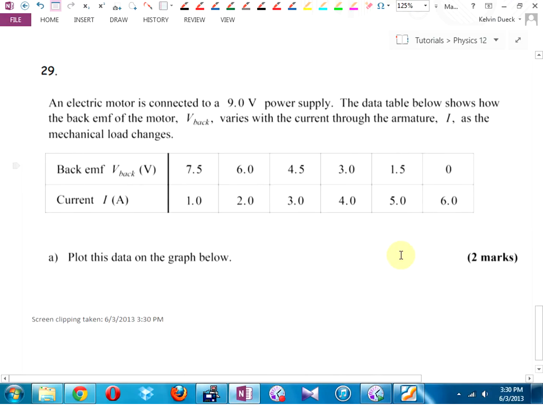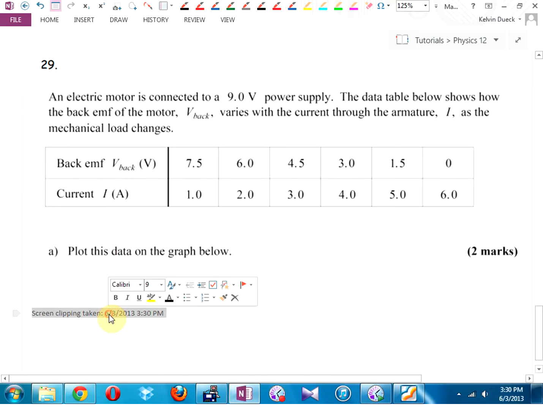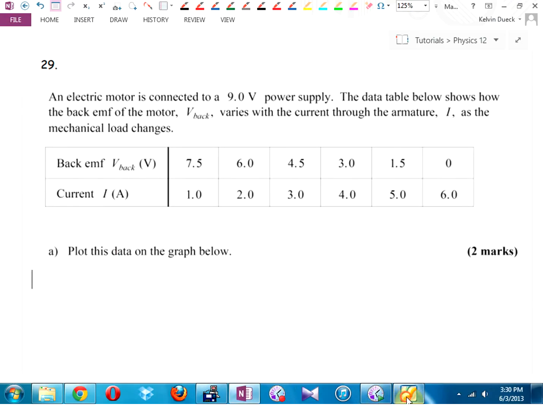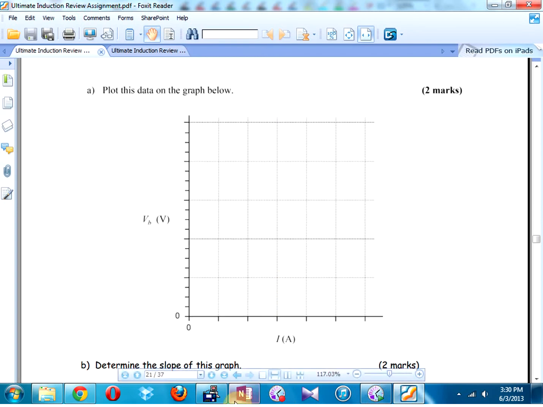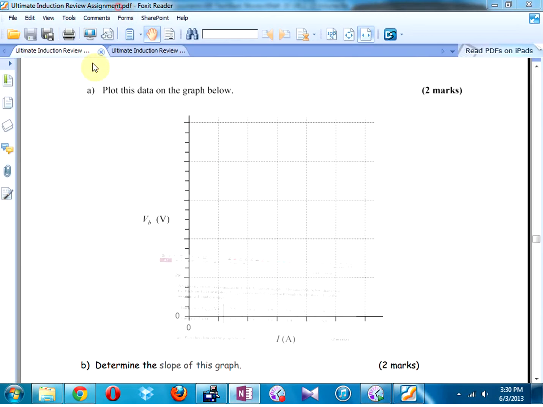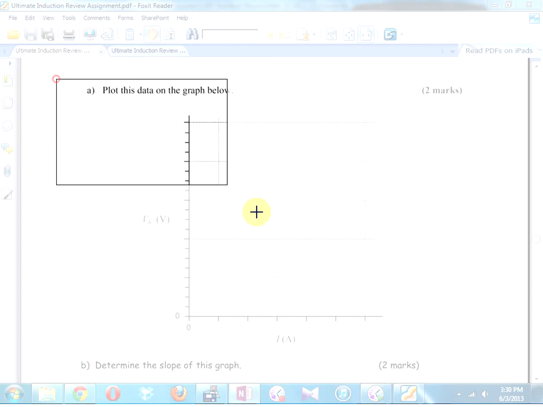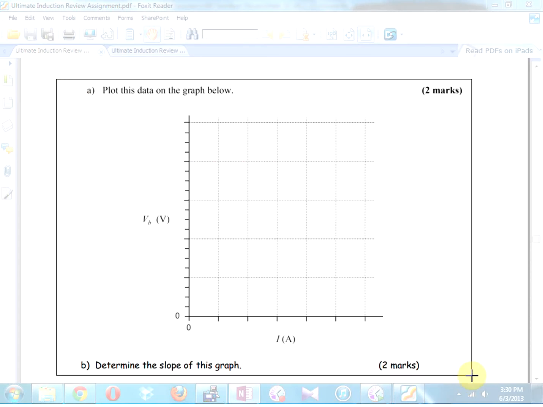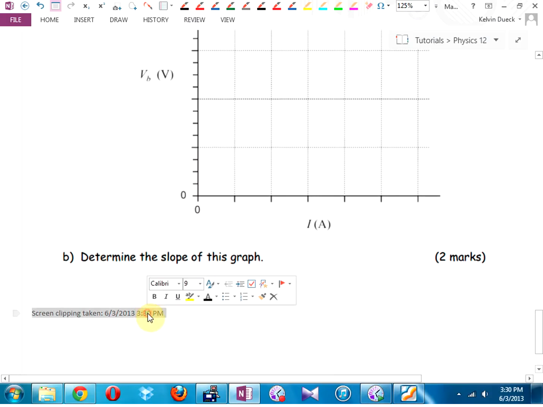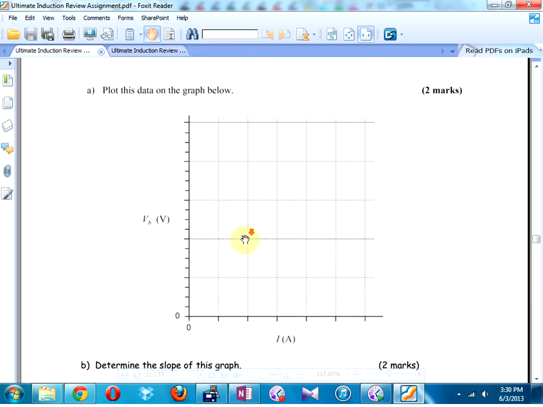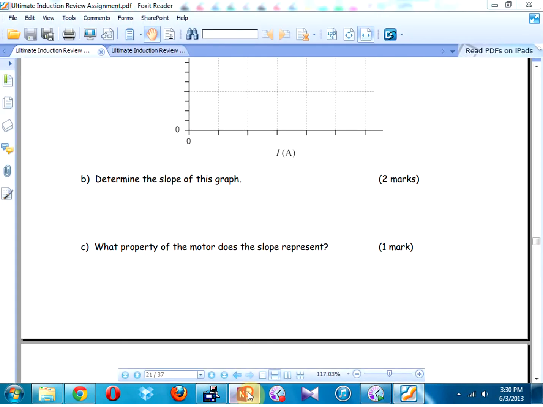I can do that. Scroll down. Can do that. And the last thing it wants is what property?